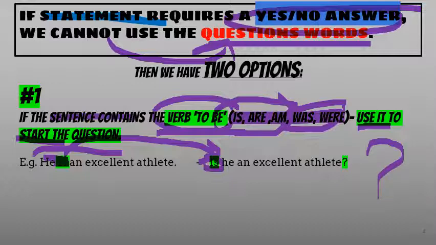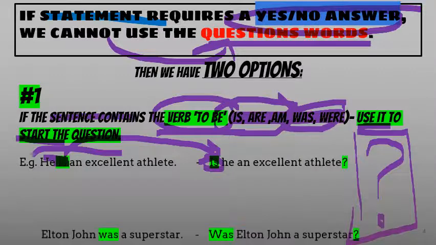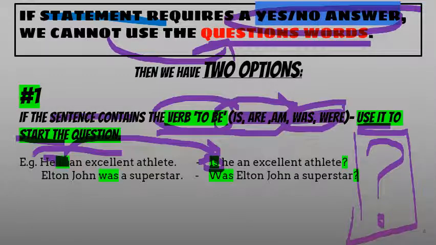And I'm going to keep on pushing that you have to remember your question mark at the end of every question. Otherwise, you won't get your marks. It's important. Another example, Elton John was a superstar. There I have my verb to be. Now to convert my statement into a question, I have to use my verb to be to start my question. Was Elton John a superstar?